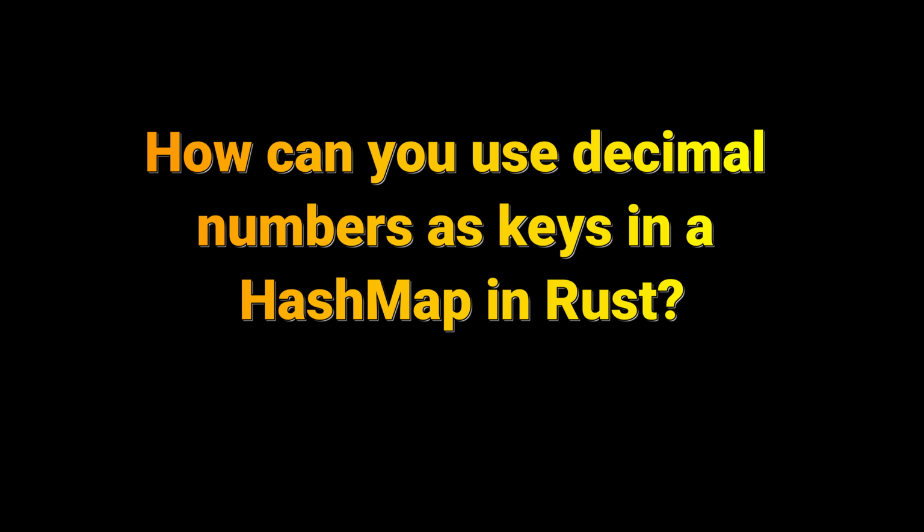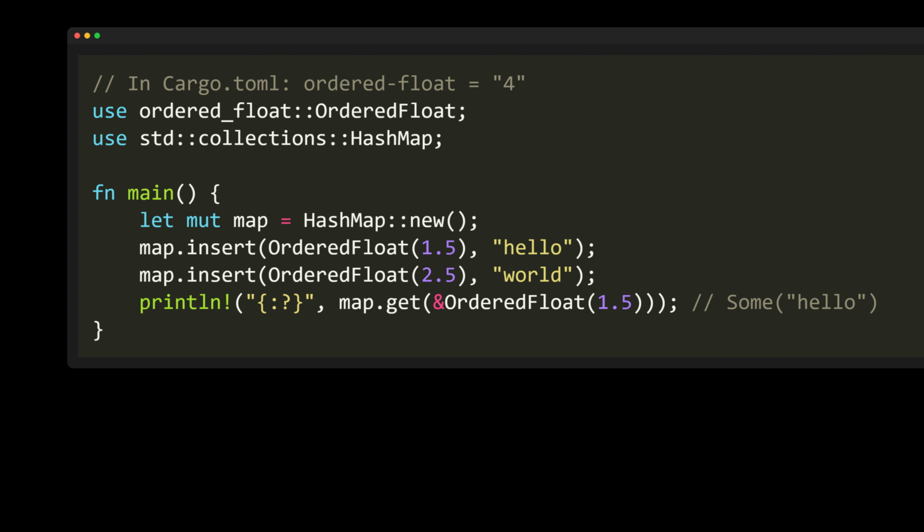Question. How can you use decimal numbers as keys in a HashMap in Rust? You can use a helper crate called ordered-float to use decimal numbers as HashMap keys. This crate wraps your decimal numbers in a special type called OrderedFloat, which handles the NaN problem properly. This allows you to insert and look up values in a HashMap using decimal numbers as keys.